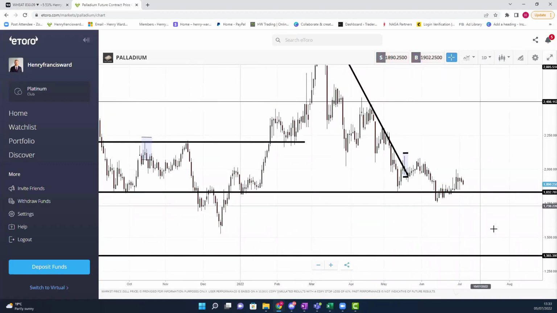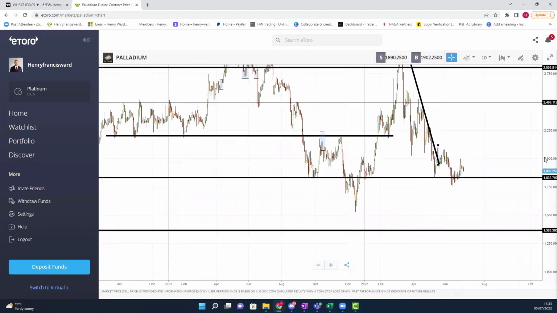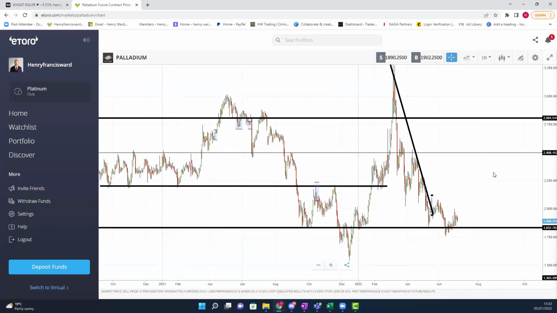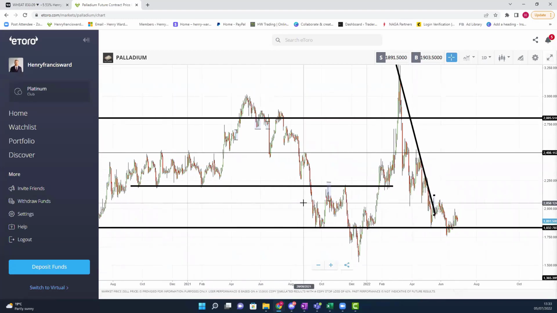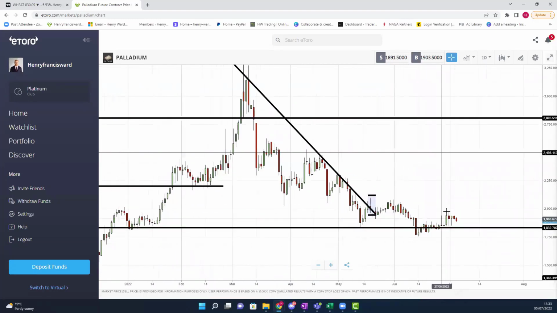But again, with all the other metals dropping, there is a probability that this will continue dropping, isn't there? The metal market seems to be dropping. So let's see what happens on this one. Is this a great entry? No.